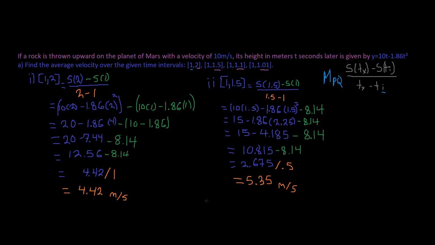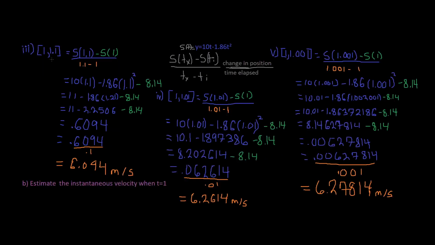And we do that for the following problem. Now we have to find the time interval for this one. This is our time interval. Now we have to find the slope of the secant for this one. So 1.1 minus 1. We already solved for this, so that's why I put 8.14 here, because we solved for it last time. And we do the following computation for solving it. Divide that by 0.1. It ends up being 6.094 meters per second.